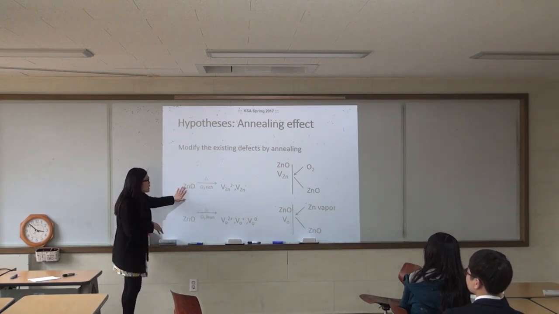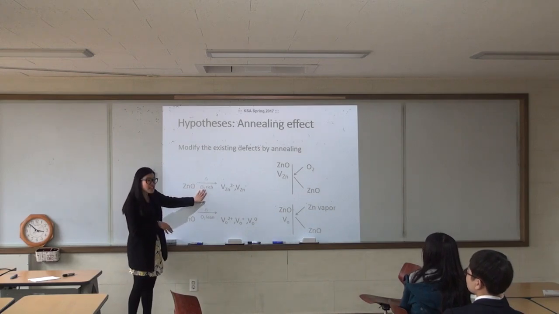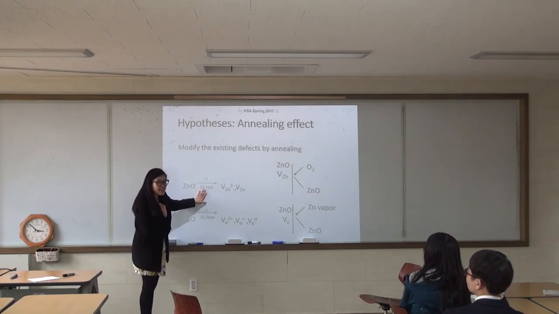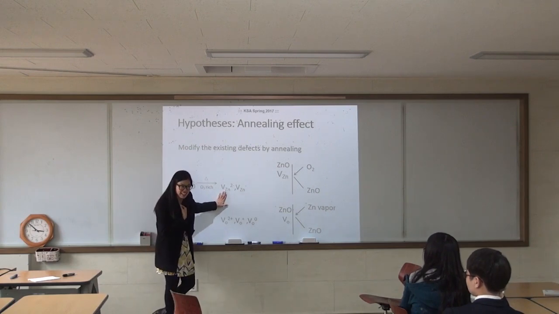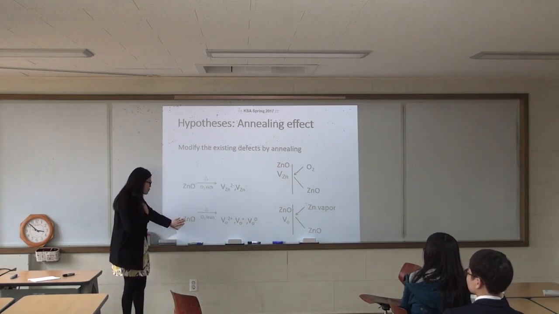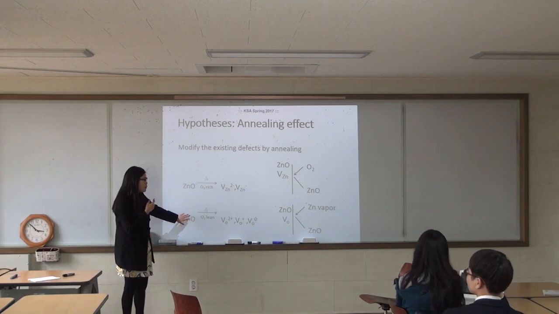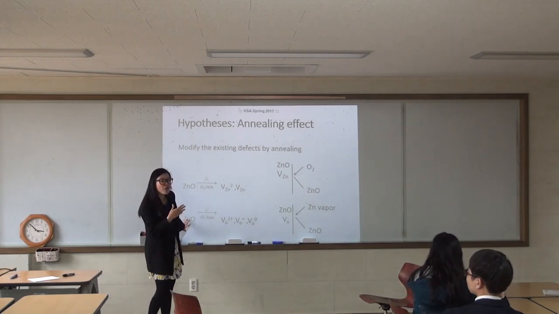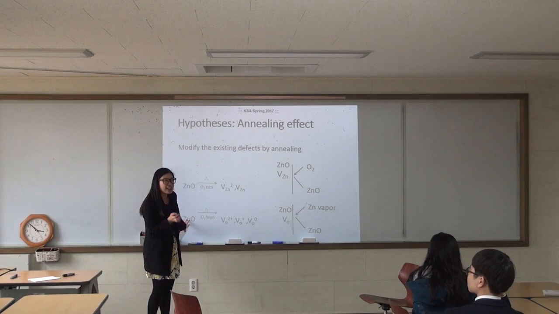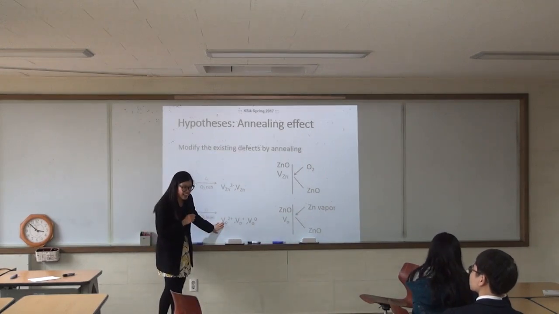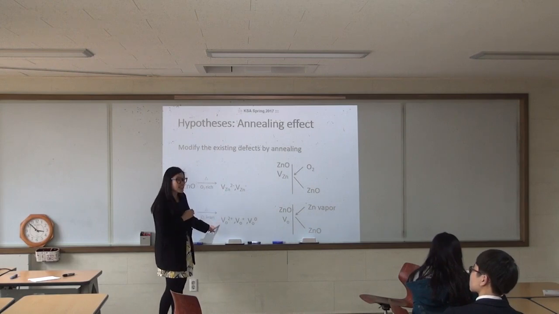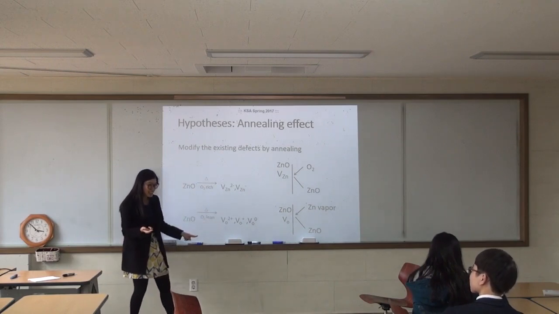When I anneal in oxygen-rich conditions, my hypothesis is that it should produce zinc vacancies. And the other one, I anneal in a zinc vapor environment, and my hypothesis is that it should produce oxygen vacancies. So zinc vacancy and oxygen vacancy. Is this true? And how does it affect the gas sensitivity?